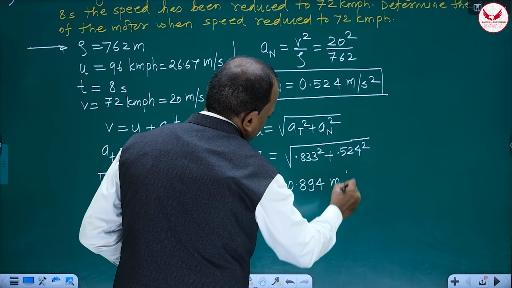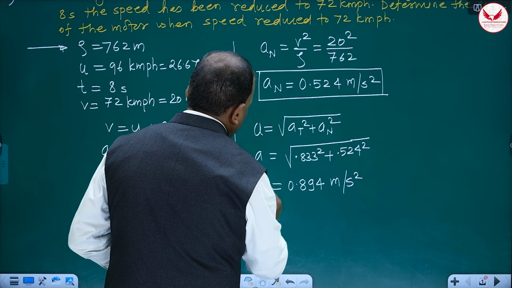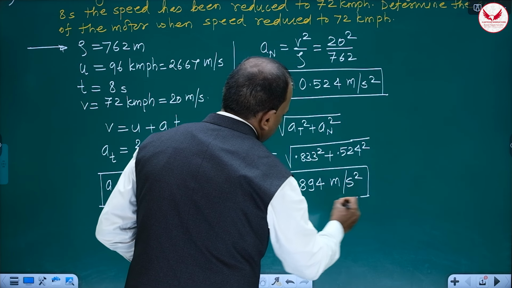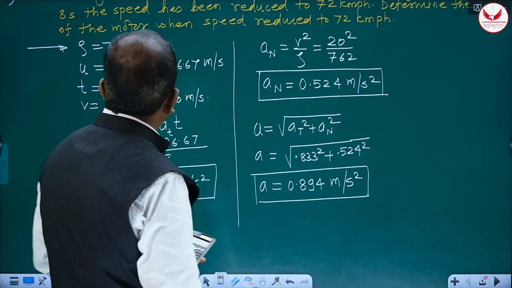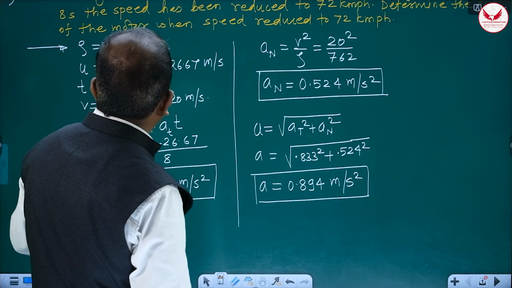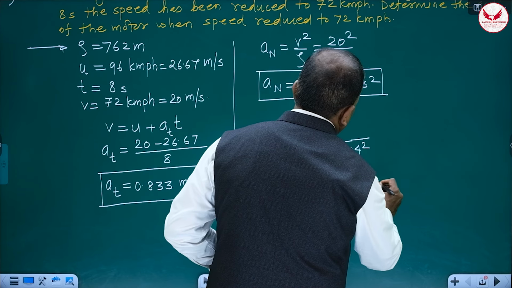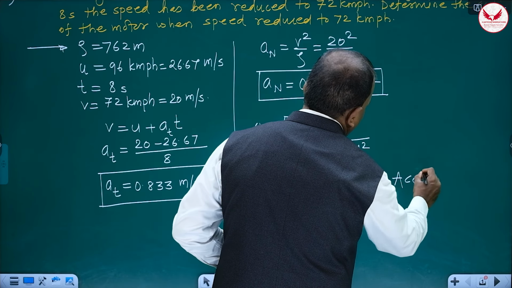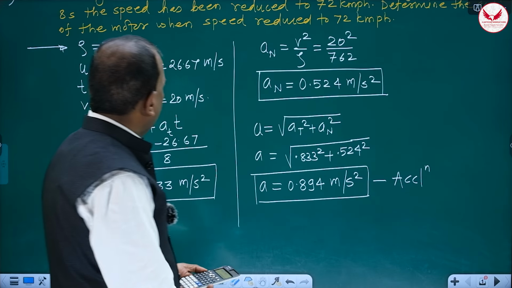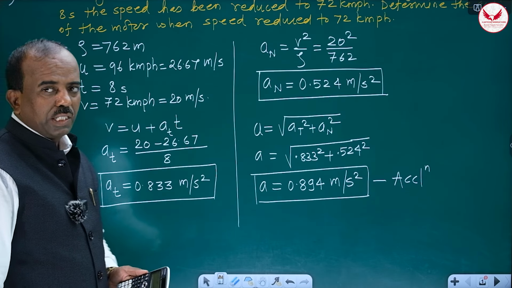0.894 meters per second square. And this is the answer. What is asked? Determine the acceleration of the motor when speed reduced to 72 kilometers per hour, and whatever it is asked, this is the acceleration. So it is the solution of the very first example.